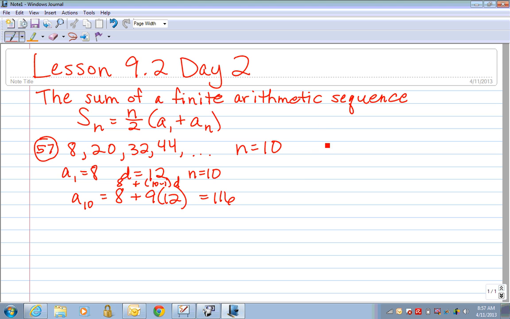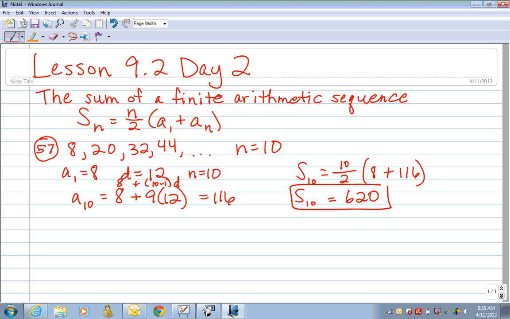So now we're going to plug into the formula. We need the sum of the first 10 terms. That would be 10 divided by 2 times the first term, 8, plus the last term for the first 10, of 116. So when we calculate, that would be 5 times 134, and then we get our sum to be 620. So the sum of the first 10 terms is 620.